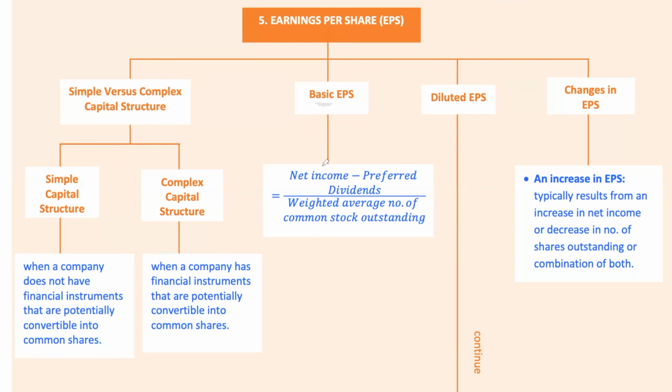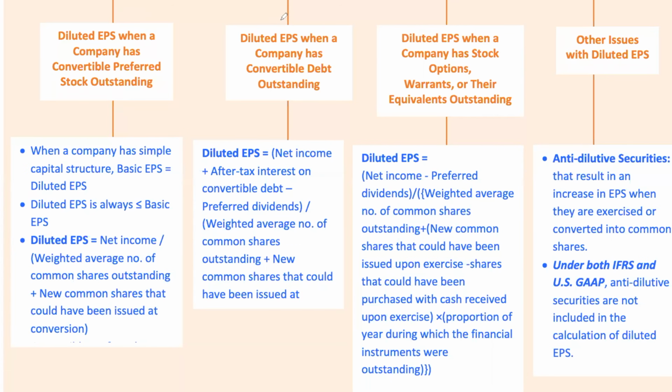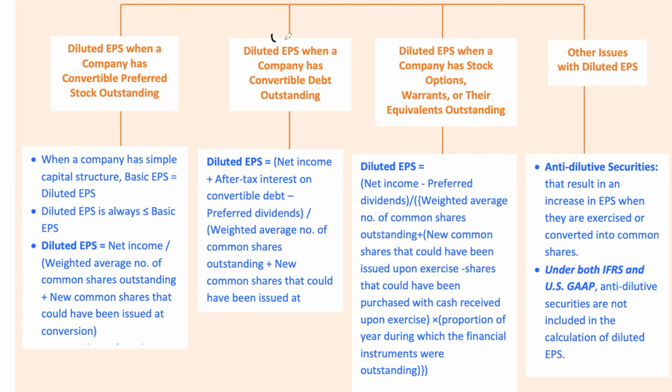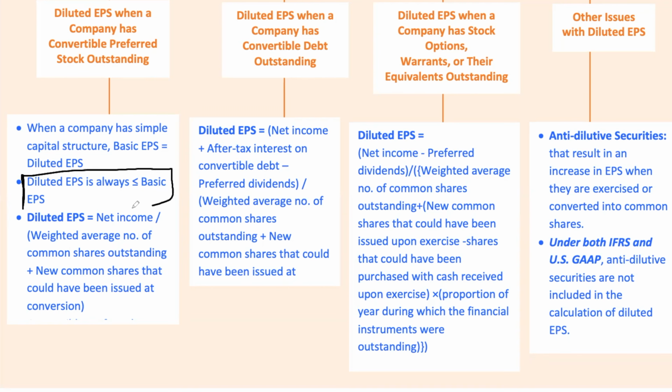Basic EPS. This is calculated by dividing net income available to common shareholders by the weighted average number of common shares outstanding during the period. Diluted EPS accounts for the impact of convertible securities, stock options, and warrants that could potentially dilute the earnings available to common shareholders. It's always equal to or less than basic EPS.